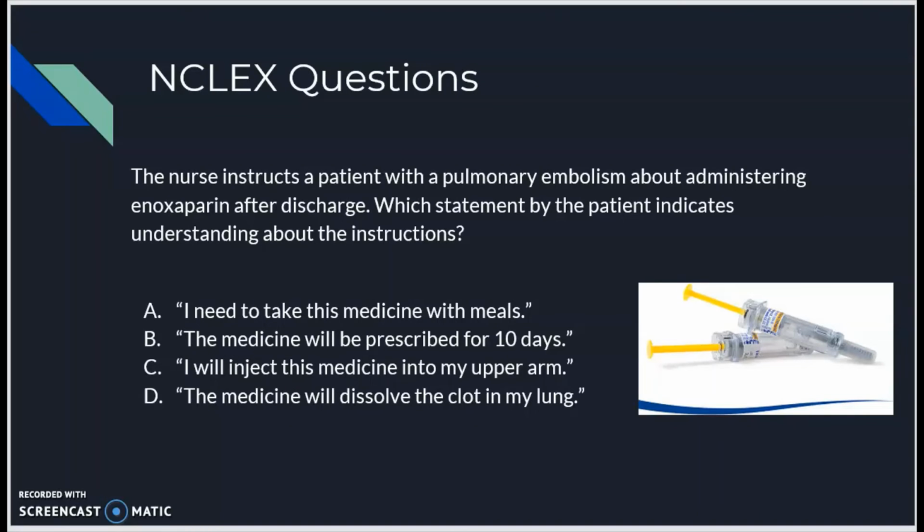Here is a question. The nurse instructs a patient with a pulmonary embolism about administering enoxaparin after discharge. Which statement by the patient indicates understanding about the instructions? A. I need to take this medicine with meals. B. The medicine will be prescribed for 10 days. C. I will inject this medicine into my upper arm. D. The medicine will dissolve the clot in my lung.